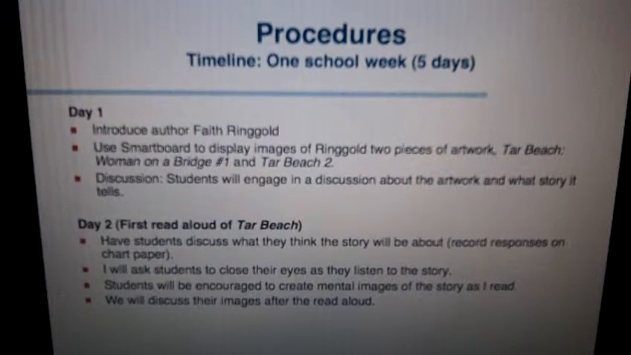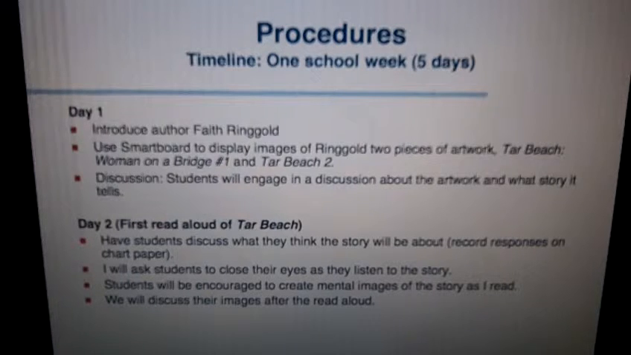The timeline for my lessons will take place over 5 days. On day 1, I will introduce the author, Faith Ringwald. I will use the smartboard to display images of her 2 pieces of artwork, Tar Beach, Women on a Bridge number 1, and also Tar Beach 2. After I display these images, we will engage in a large group discussion, and I'll encourage students to talk about their opinions of the artwork and how it makes them feel.